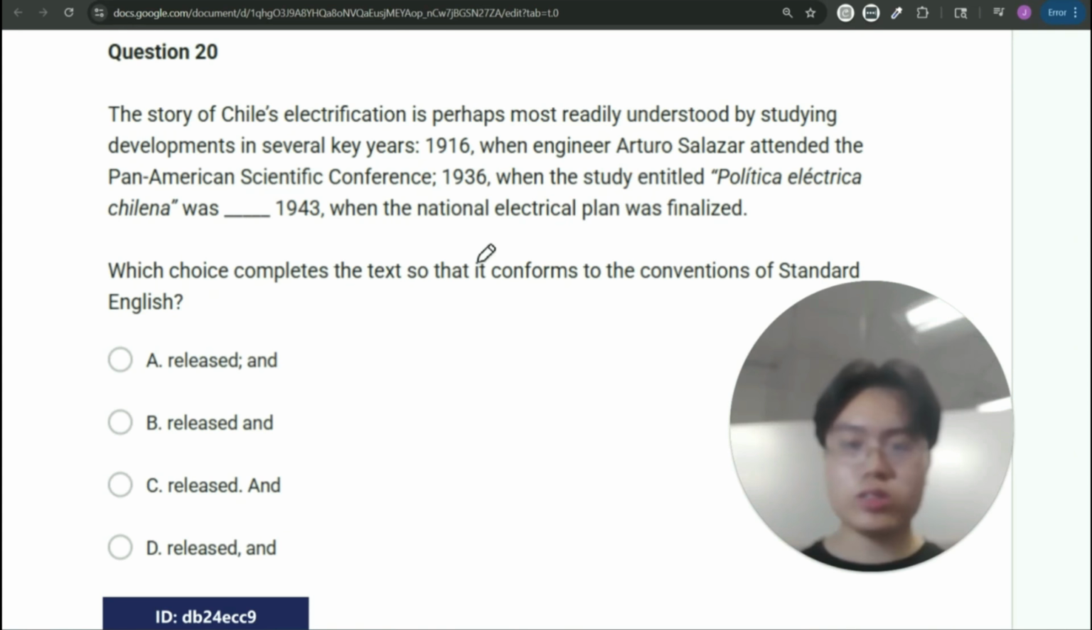Okay. So how do you recognize if it's a semicolon list question? It's actually pretty easy. Anytime you see multiple semicolons, there's a good chance it's a semicolon list question.